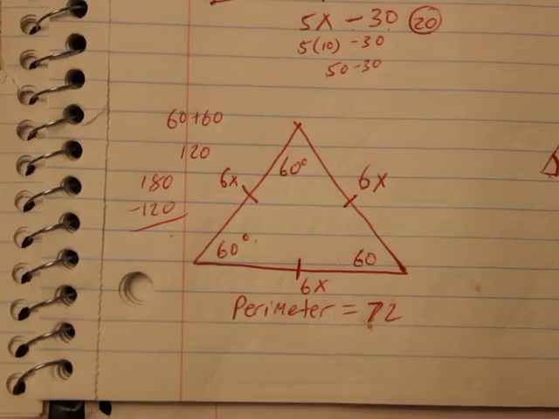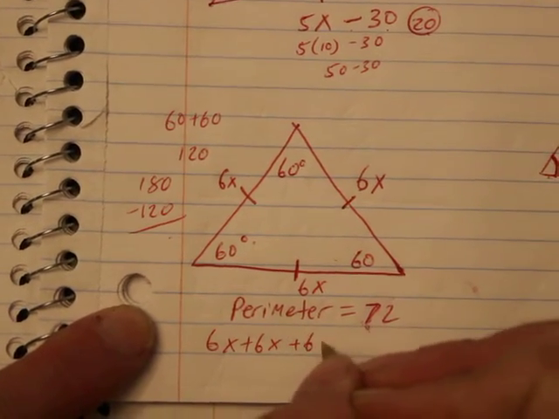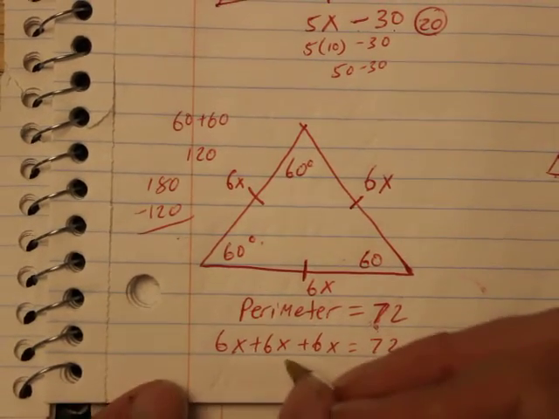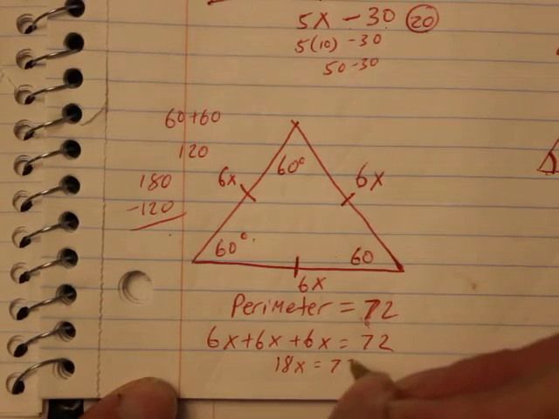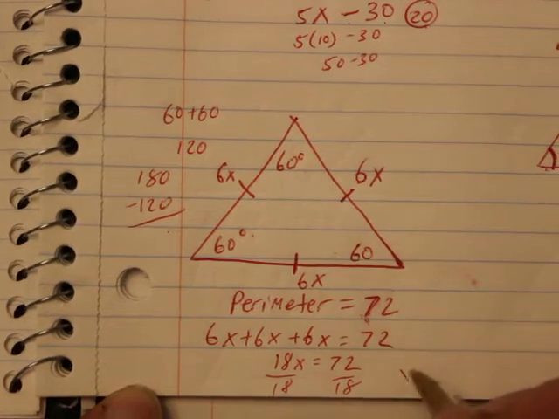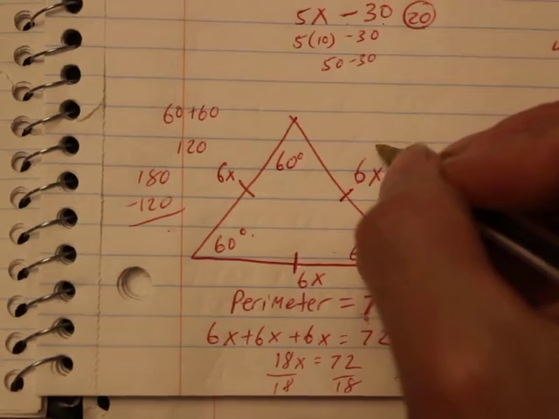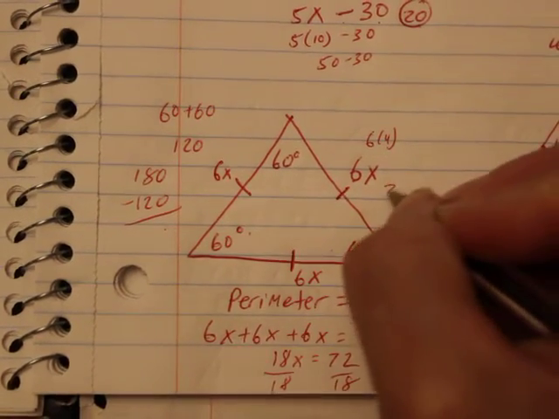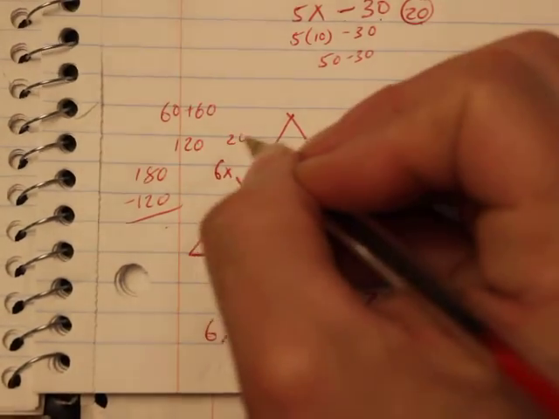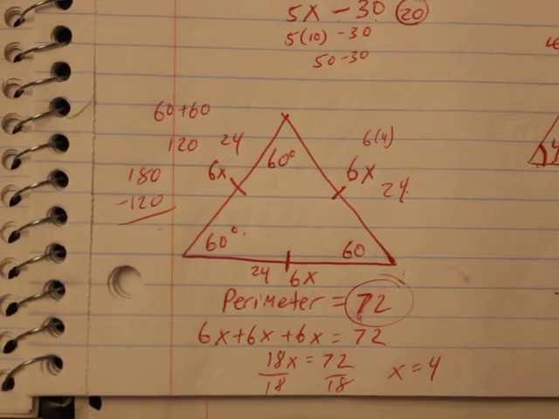Perimeter means add up all the sides. 6x plus 6x plus 6x is equal to 72. That would be 18x is equal to 72. And divide by 18 to find out that x equals 4. If x equals 4, then this side over here is going to be 6 times 4, which is 24. And since all the sides are equal, 24, 24, and 24 adds up to 72.